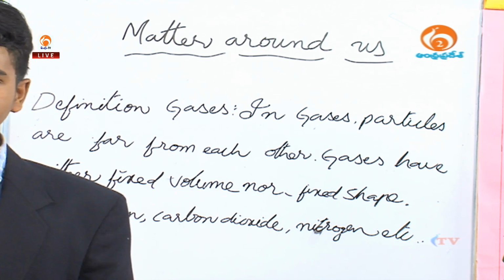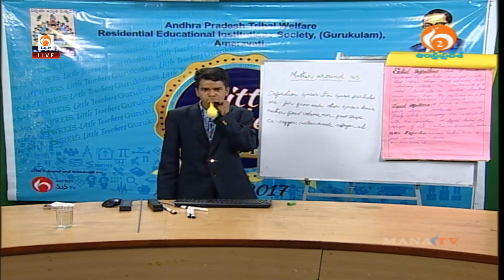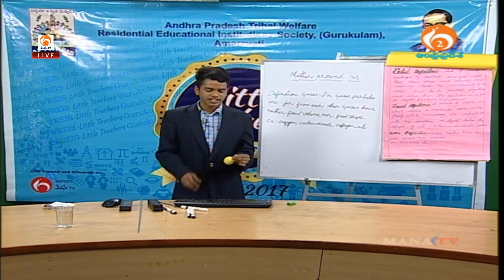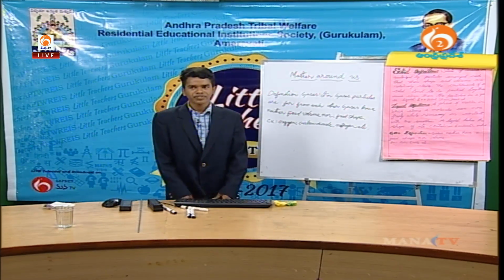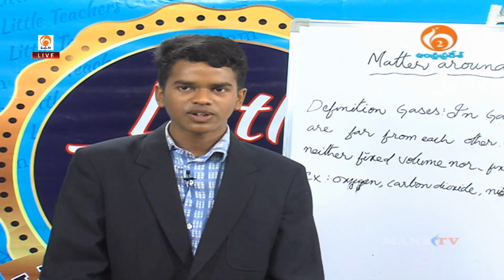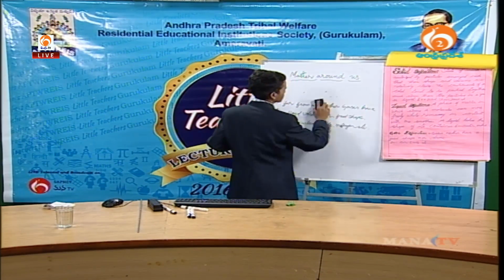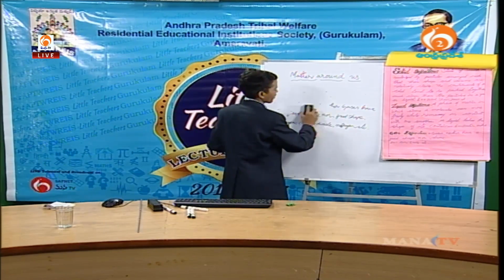Now I take a balloon and I blow into the balloon. In the balloon, air is present. Do you understand? These are all examples of gases. And let's now discuss properties of solids, liquids, and gases and their shapes and volumes. Do you understand? Okay.